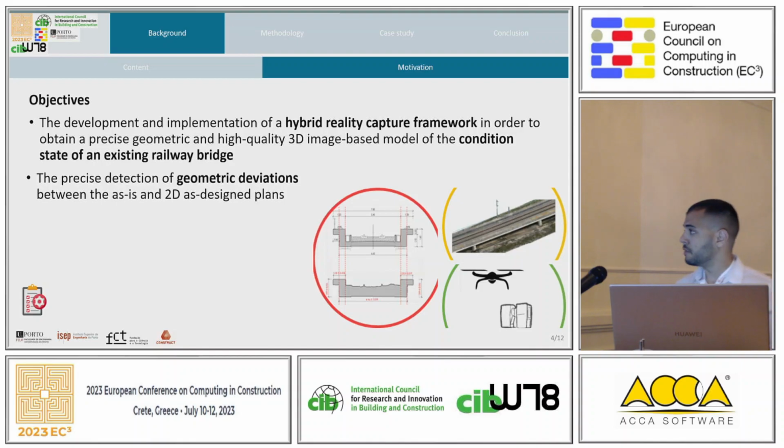So the objective of this work was to create a hybrid reality capture framework using 2 kinds of technologies, an active sensor and a passive sensor, that is photogrammetry and laser scanner, in order to determine the condition state of an existing highway bridge. And also detect the geometry deviation based on the 2D drawings that we have from the design phase of that bridge.